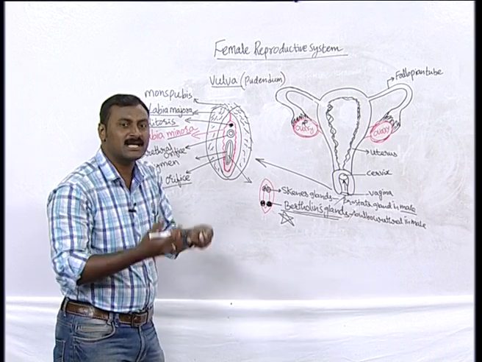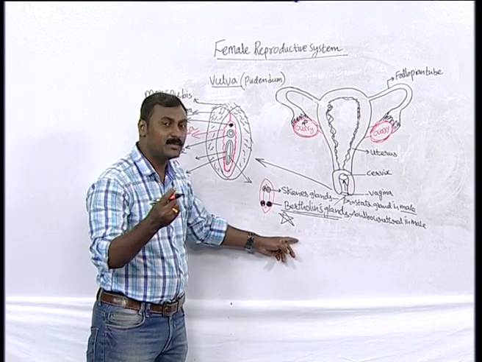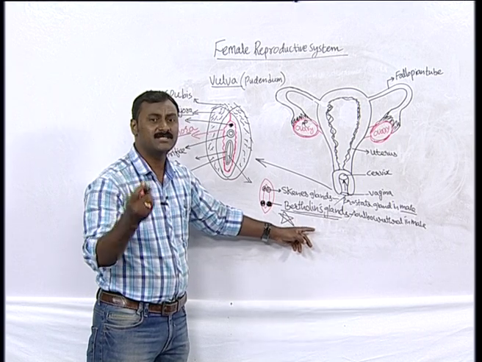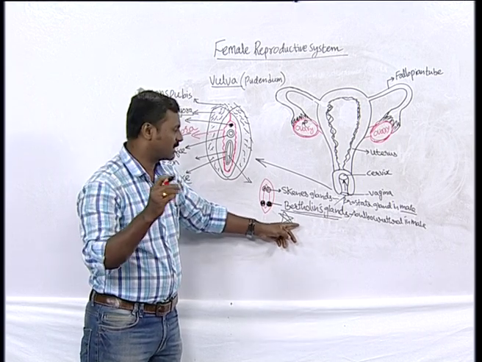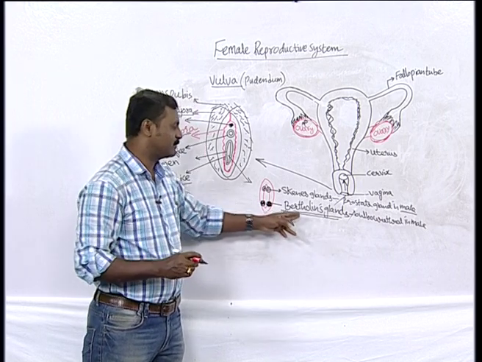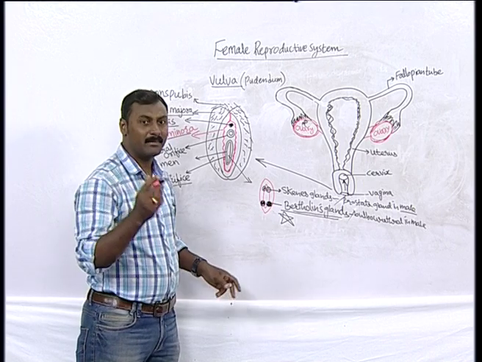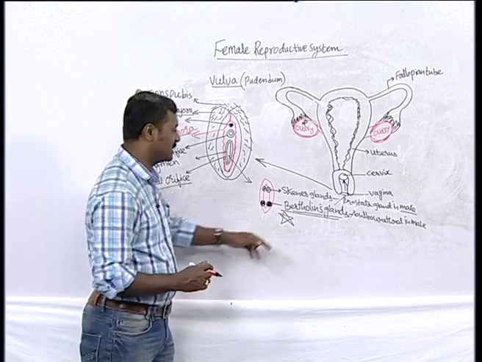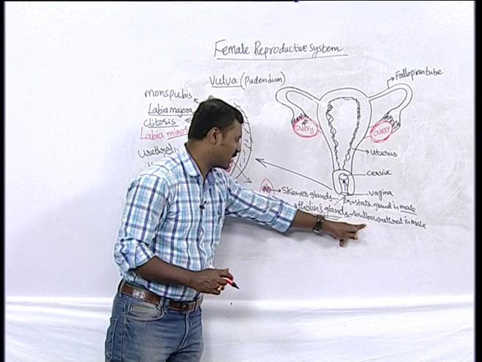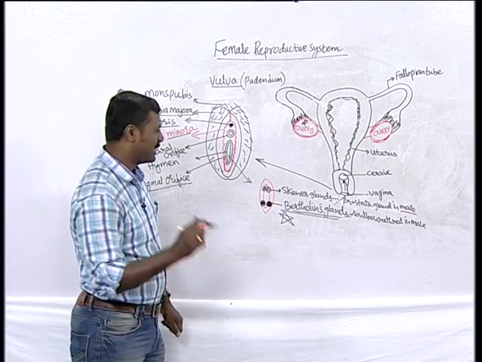When the female gets sexual excitement, at that time it will release mucus and lubricating watery fluid, which is very important for the penetration of the penis into the female body. So like that, Bartholin glands allow the penis into the vagina by lubricating the vaginal passage. They are equal to bulbourethral glands in males.